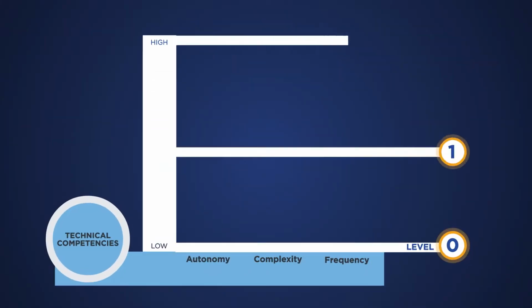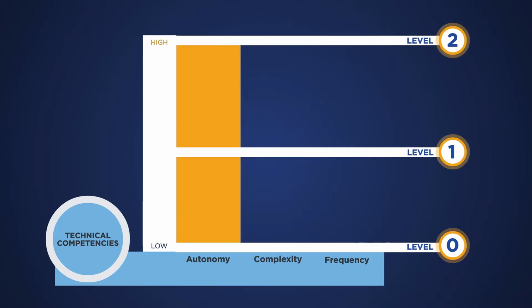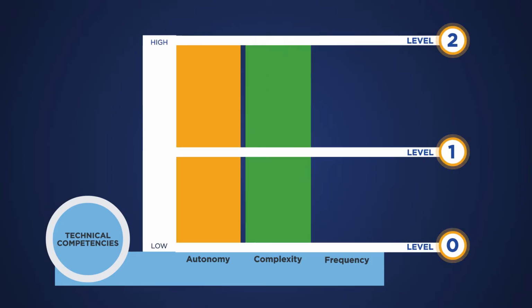Generally, duties with a combination of high autonomy, complexity, and frequency, or circumstance, as it is referred to in PERT, are considered Level 2. This is what we would expect of a newly certified CPA and is often reached towards the end of your practical experience journey.